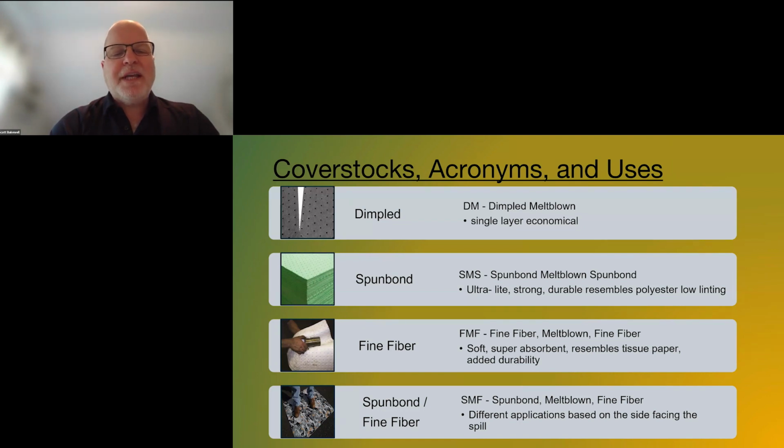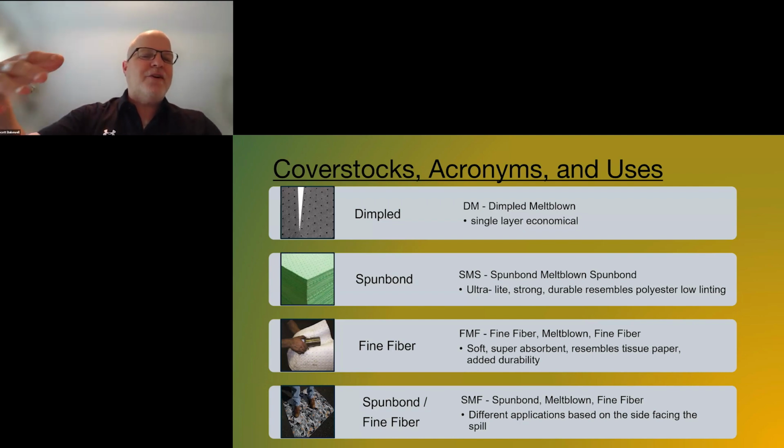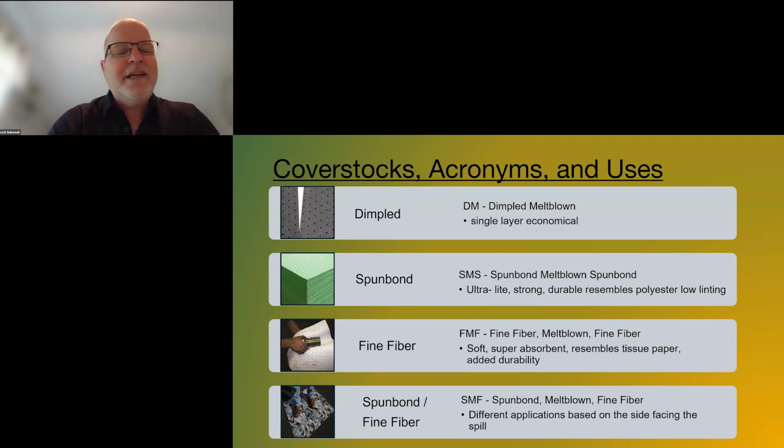Fine fiber, again, is another type of cover stock. It's a soft, super absorbent. It resembles tissue paper, and it's added again for durability, but it doesn't have the durability that a spunbond does. So a fine fiber to me would be used in heavier applications where maybe there's a lot of leaks or a lot of oil spilling, where you need durability to be able to hold the product together and pick up a lot of fluid.